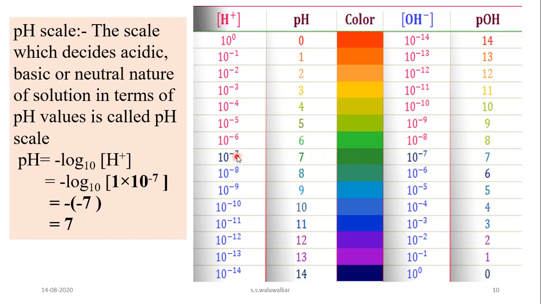But when the concentration of hydrogen ion goes on increasing from 10 raised to minus 7 to 10 raised to minus 1 to 10 raised to 0, then what happens? Here the pH of the solution goes on decreasing from 7 to 0. In the same way, here OH ion concentration, minus 14, 13, 12, 11 like this, it goes on increasing. And pH of the solution goes on increasing from 8 to 14.